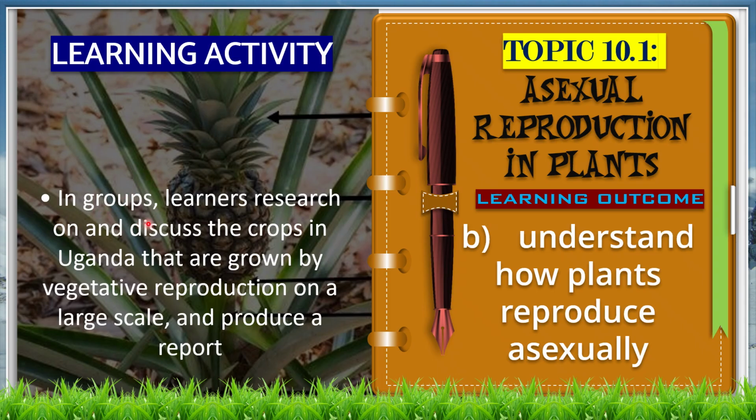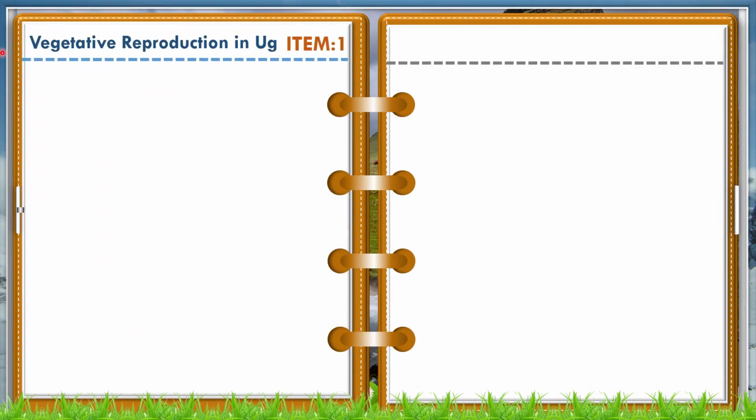In groups, learners search on and discuss the crops in Uganda that are grown by vegetative reproduction on a large scale and produce a report. We are on vegetative reproduction in Uganda, item 1. We are going to start with research work.